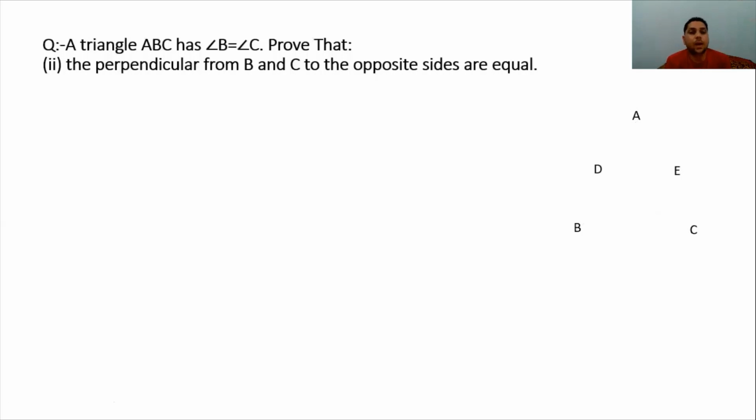Then the second part of the same question. In this part, again we have a triangle ABC where angle B is equal to angle C. Now there is a perpendicular from B to C. That is, BE is perpendicular on AC. We have drawn a perpendicular from the vertex B on AC. Similarly, we draw a perpendicular from vertex C on AB.